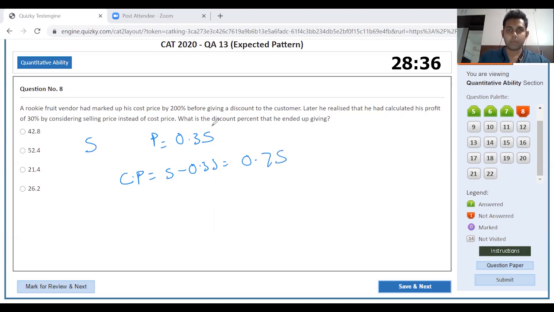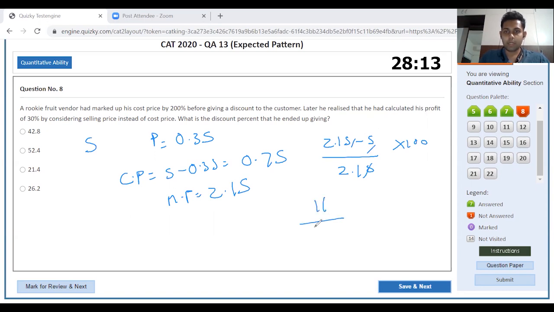And 200% means into 3. So marked up price is basically 2.1 S, and discount is required, that is 2.1 S markup minus selling price, divided by markup price itself, into 100, right? S by 2.1 S, that is 11 by 21 into 100. So 21 is 10.5, a little above 50, it's 52.4.